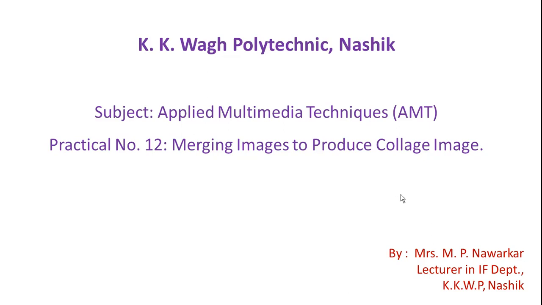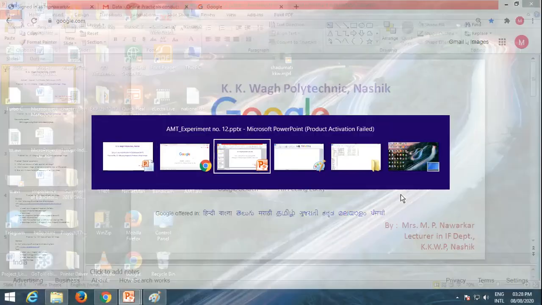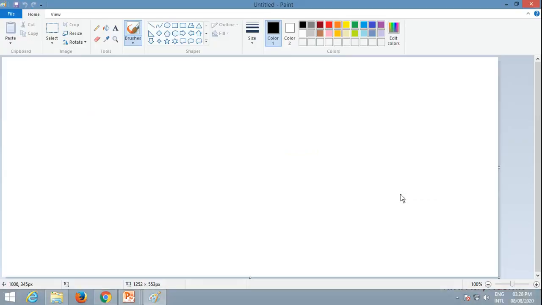Now we will see how to create the collage images. For creating the collage images, there are three different ways. First way is to use the paint. Now we will see how to do that in paint. Now see, this is the first screen of paint. Now you have to just paste the images on this canvas. So we will just click on paste from.